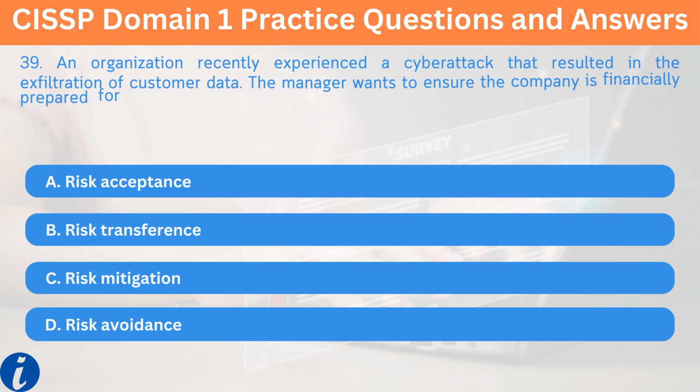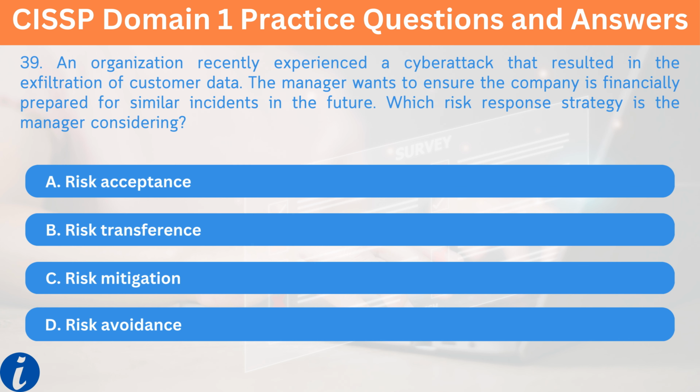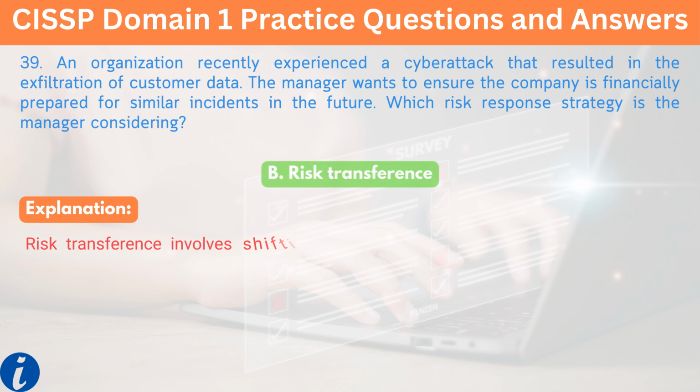39. An organization recently experienced a cyber attack that resulted in the exfiltration of customer data. The manager wants to ensure the company is financially prepared for similar incidents in the future. Which risk response strategy is the manager considering? A. Risk acceptance. B. Risk transference. C. Risk mitigation. D. Risk avoidance. The correct answer is B.